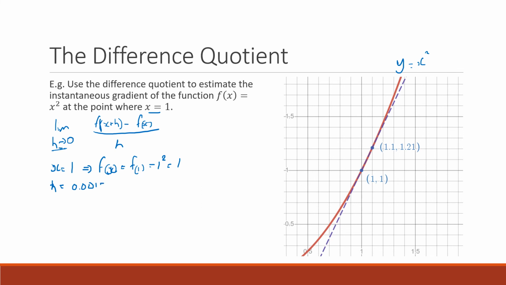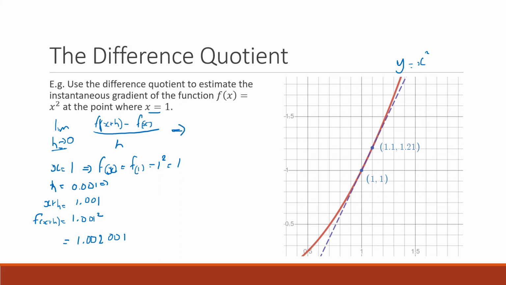And that means x plus h is going to be 1.001. Right? So x is 1, x plus h is that. f of x plus h is going to be 1.001 squared. That's our function. And that equals 1.002001. You can just use your calculator to work that out.